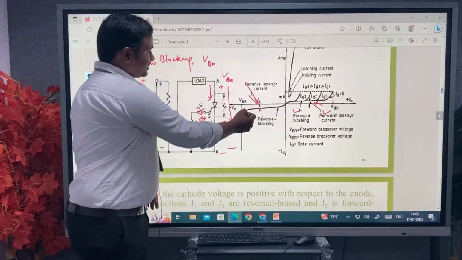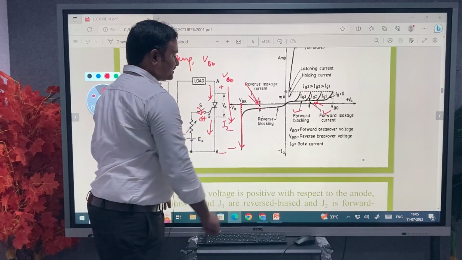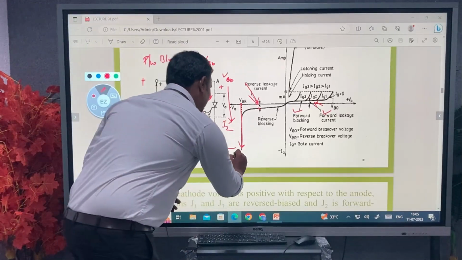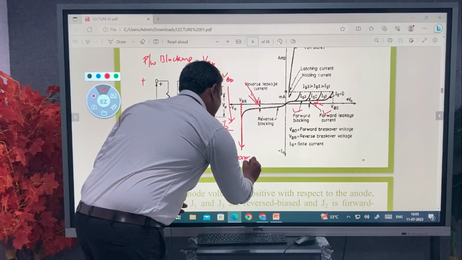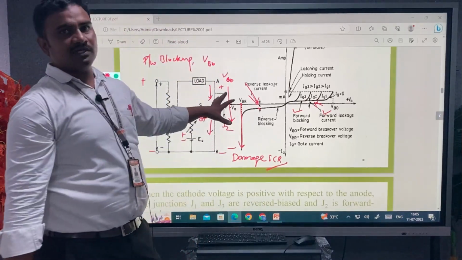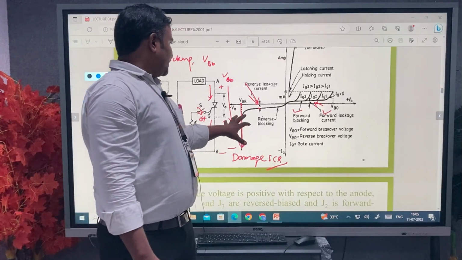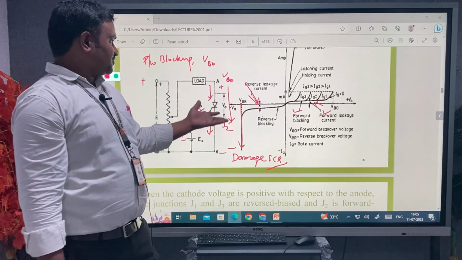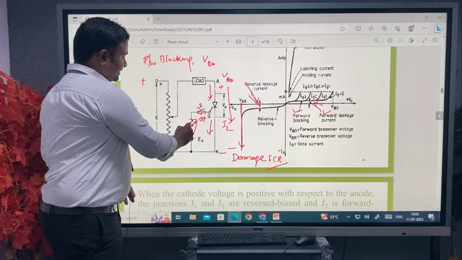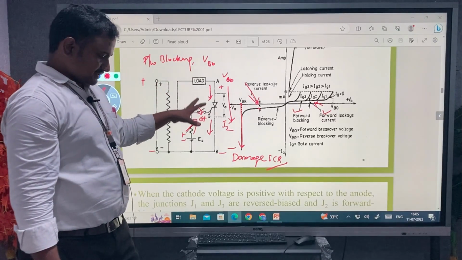After the reverse breakdown voltage, there is a sharp increase in the current, and this sharp increase can damage your thyristor switch. It may damage your SCR. So applying reverse voltage between the anode and cathode is not a feasible method. The best way to operate the switch from off state to on state is through the gate signal. This is about operating the thyristor from the forward blocking state to the forward conduction state.